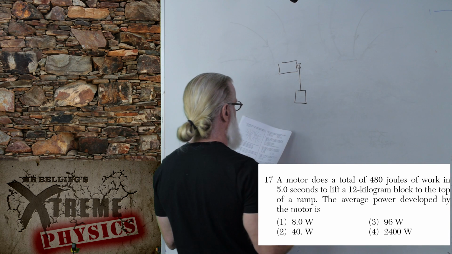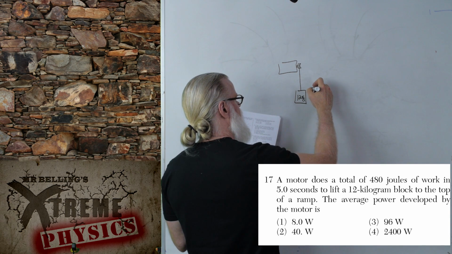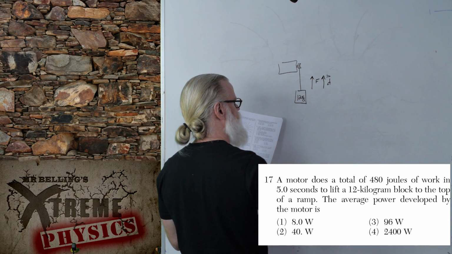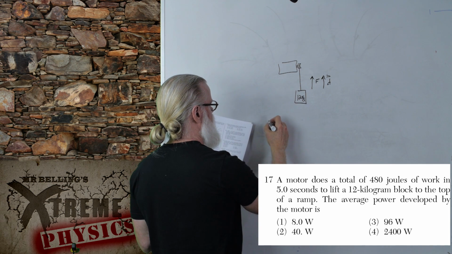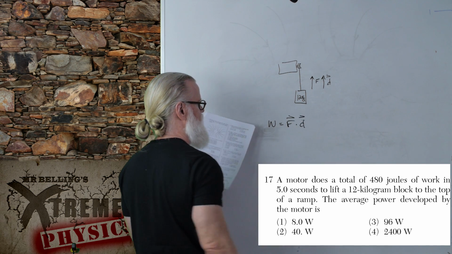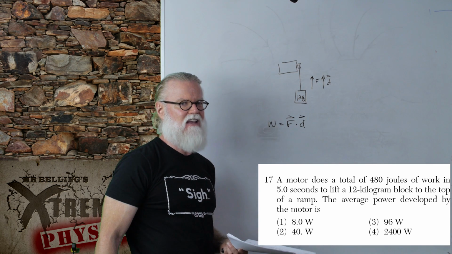It's doing 480 joules of work. So it's applying a force this way, and there's a displacement this way. So there is work being done. Work, of course, is force times displacement, where the force and the displacement have to be in the same direction.